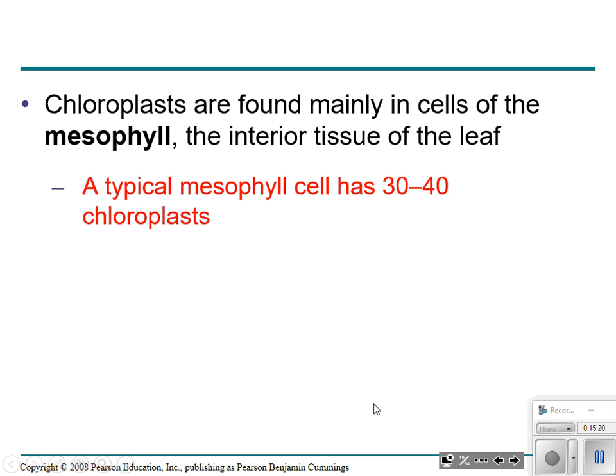That is where we're going to find the majority of the chloroplasts. Typically, a mesophyll cell will have about 30 to 40 chloroplasts in it, one cell. Okay, so stop and think about the cells that we made earlier, the diagrams. If those were true to form, one of those cells would have 30 to 40 chloroplasts.